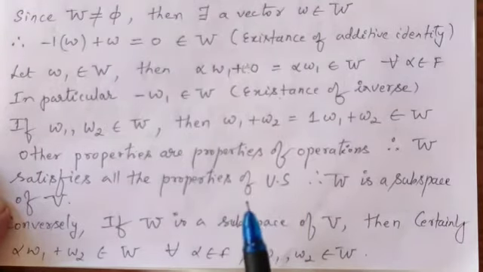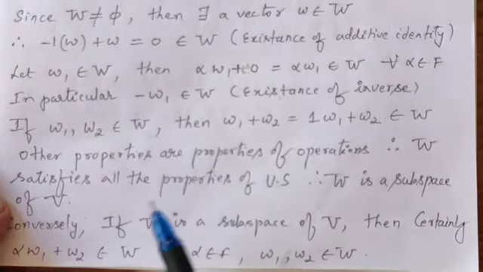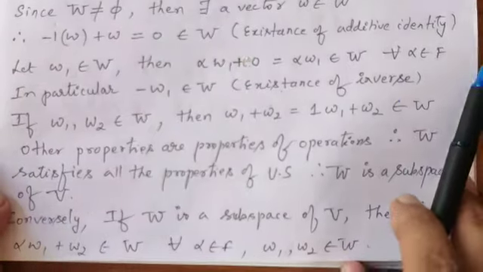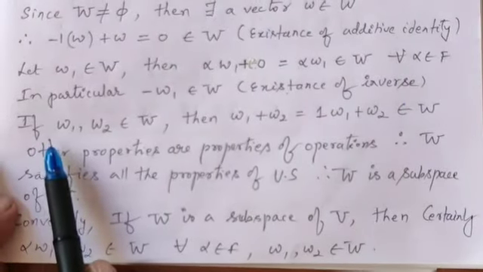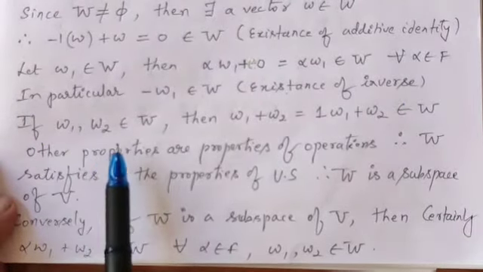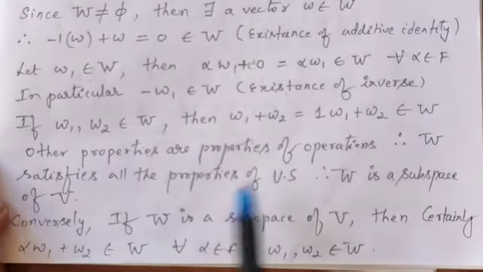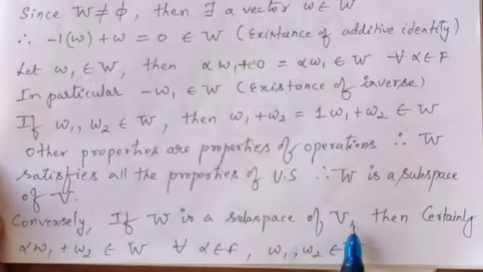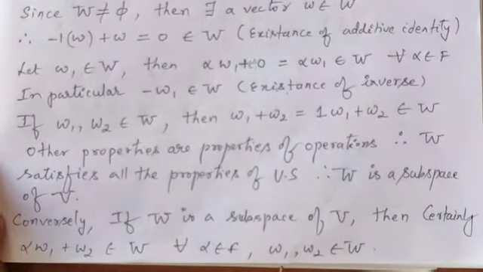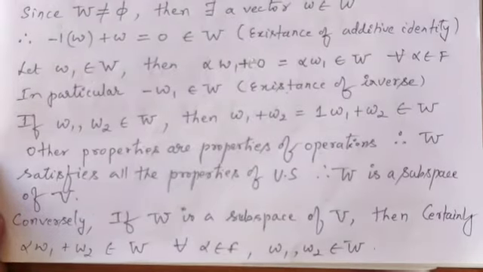Converse part is very simple. If you assume that W is a subspace of V, then definitely we know that W is a vector space, means it is closed under scalar multiplication and vector addition. Therefore if W1, W2 belong to W, then if W is a subspace of V, certainly alpha W1 plus W2 belongs to W for every alpha belonging to F, and W1, W2 belonging to W.